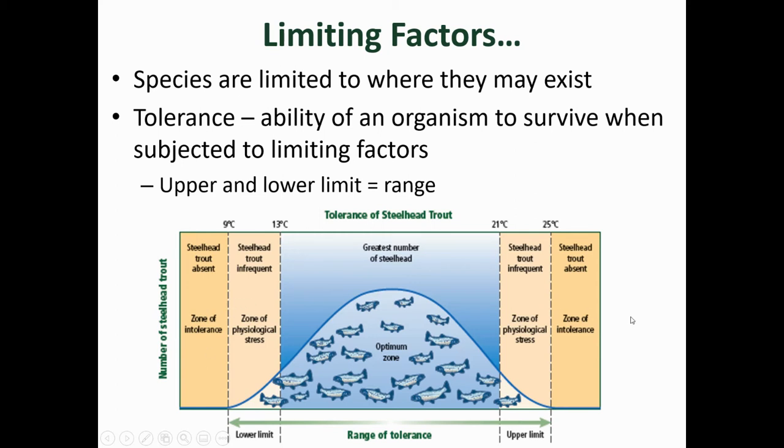So looking at this, we can see organisms are limited in where they live. Think about a tree. Trees don't grow in the desert. There's no water, so that would be a zone of intolerance. That exists for all organisms. Obviously, there's an optimal zone.